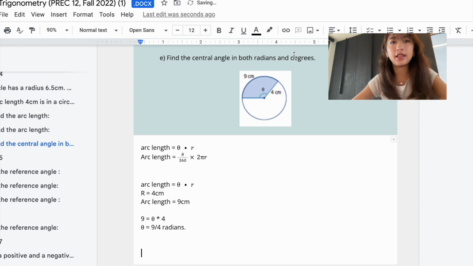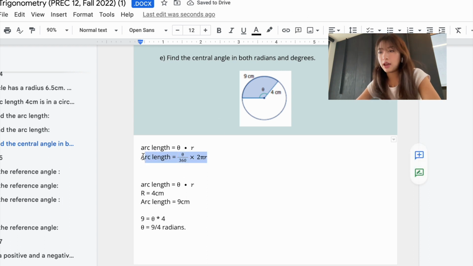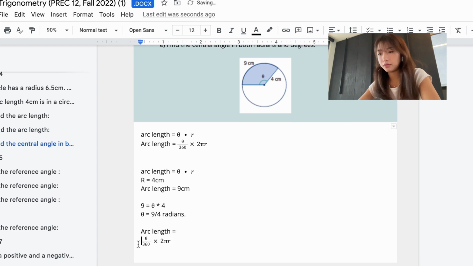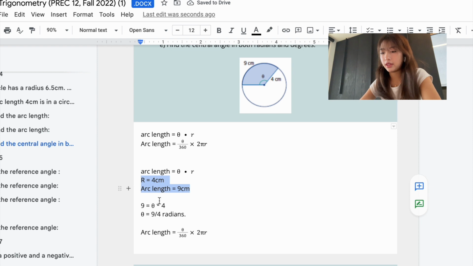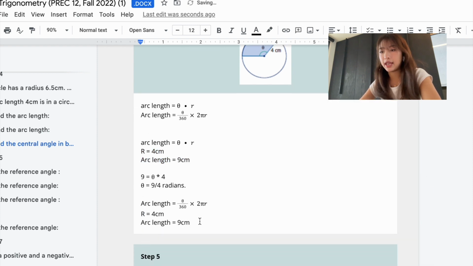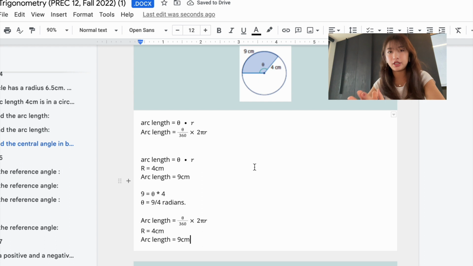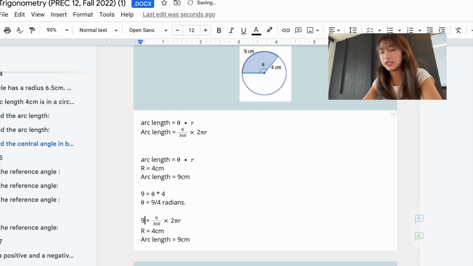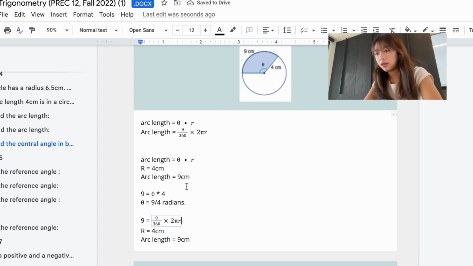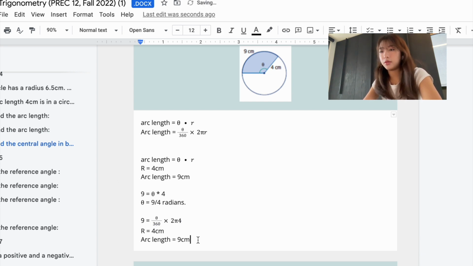Now we will calculate it in degrees. To do that, we will use the second formula that I have here. And we have these measurements here. They will be the same because we're using the same circle. We're just changing it from radians to degrees. So now we will plug it in just the same as the other one. And the radius is 4, so it goes right here.